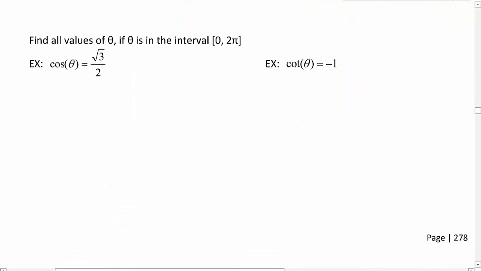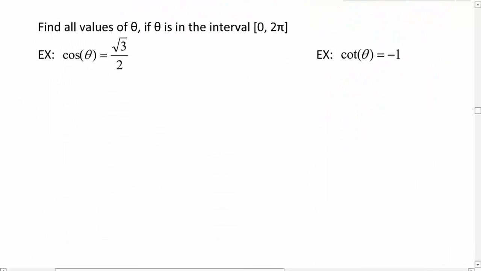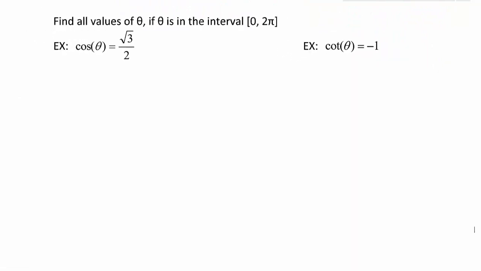Next, what we want to do is go in the opposite direction. I think this is the harder direction. Find all values of theta if theta is in the interval 0 to 2 pi. So here we have cosine of theta equals square root of 3 over 2. So what I think to myself is that square root of 3 over 2 is the long side of a 30, 60, 90 triangle. So I'm going to draw that out.